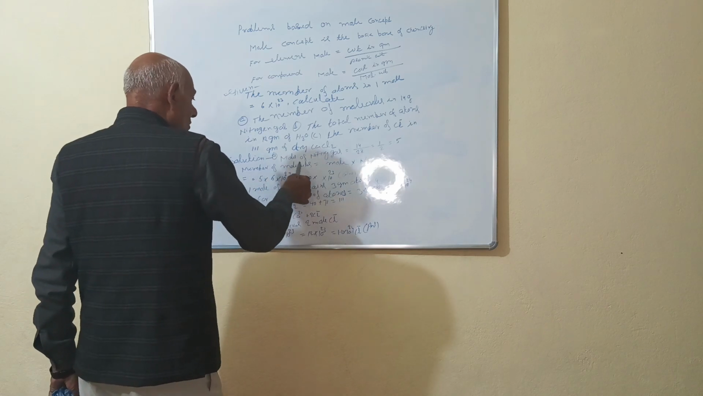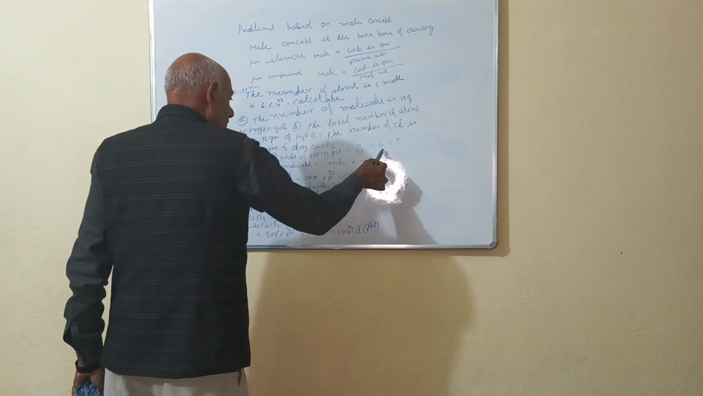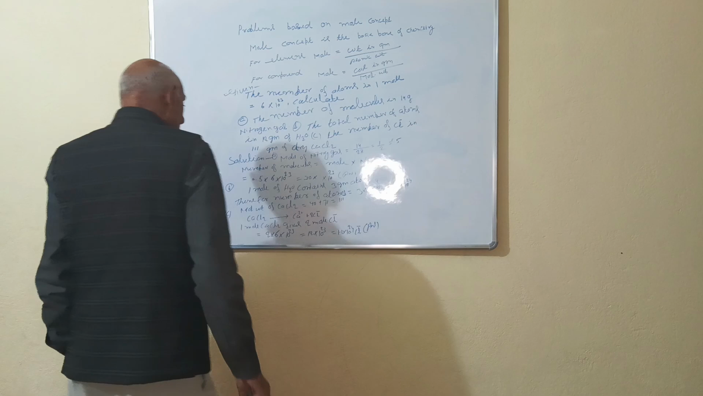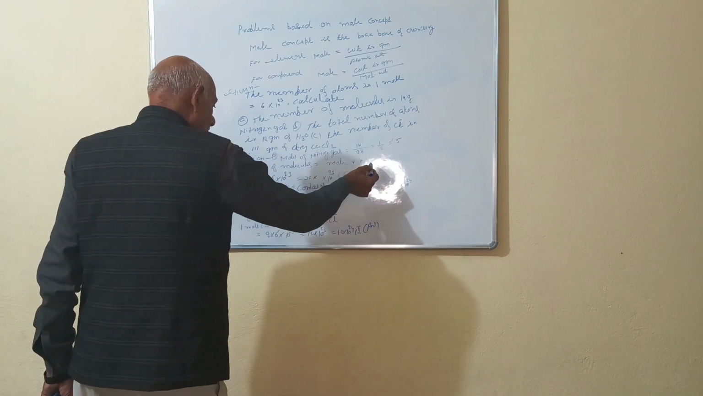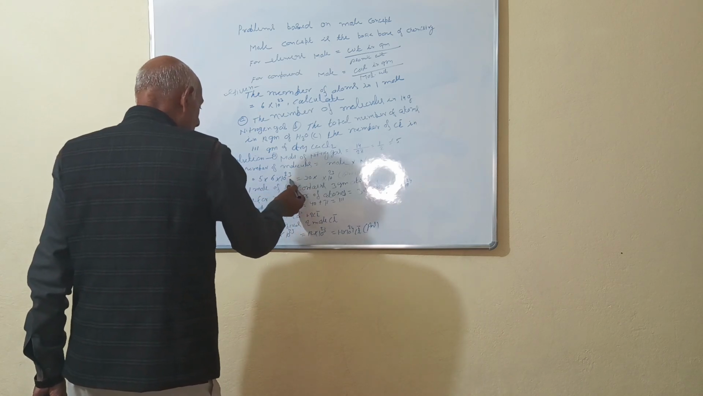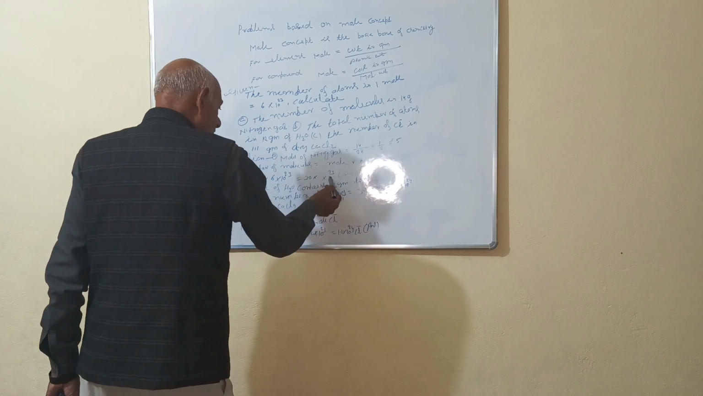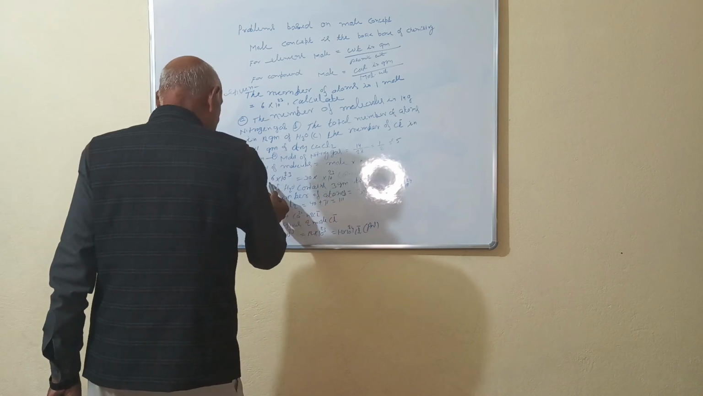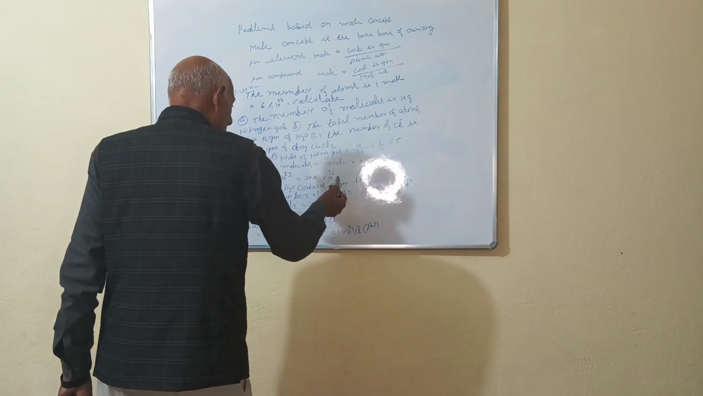Solution: moles of nitrogen gas equals weight in gram by molecular weight, equals 14 by 28, equals 0.5. Number of molecules equals mole times Avogadro number. This equals 0.5 × 6 × 10^23, equals 3 × 10^23 molecules.